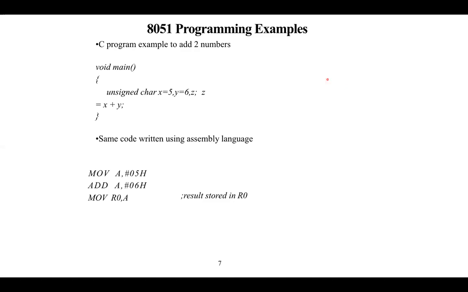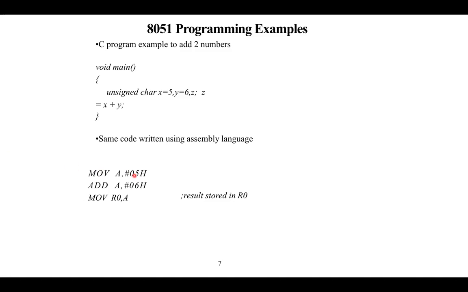So this is an example of how it is written. In C programming, if you want to add two numbers, the code will be like this: void main, then unsigned char x equal to 5, y equal to 6, and z equal to x plus y. The same code written for assembly language will be MOV A, #05H, ADD A, #06H, MOV R0, A. The result will be stored in the register R0.